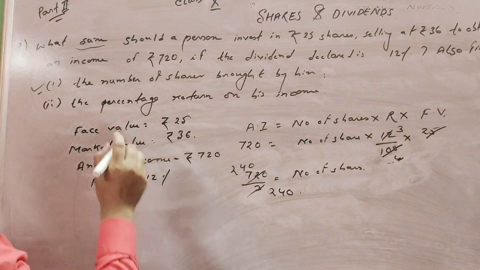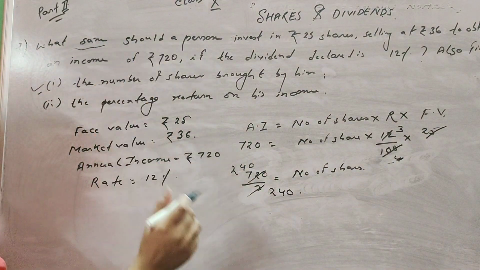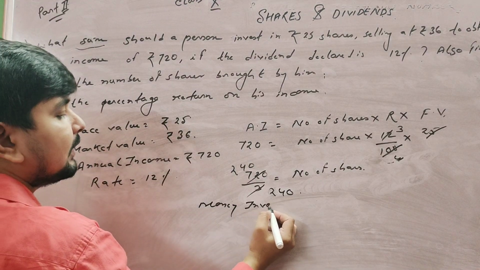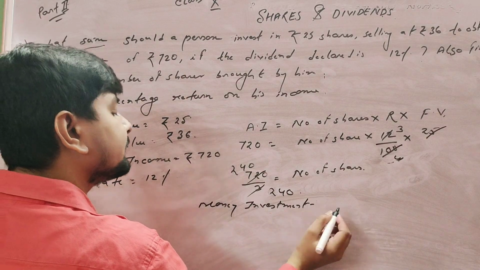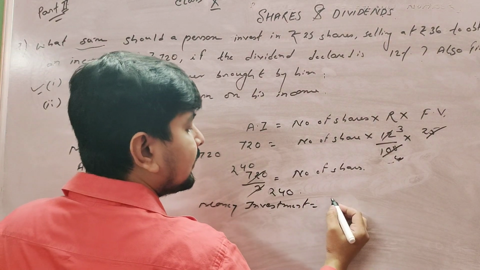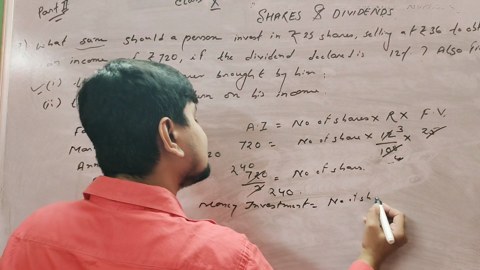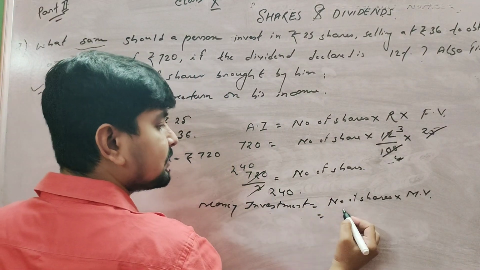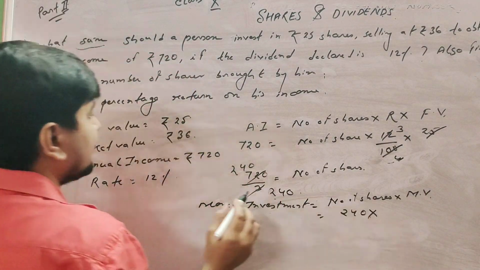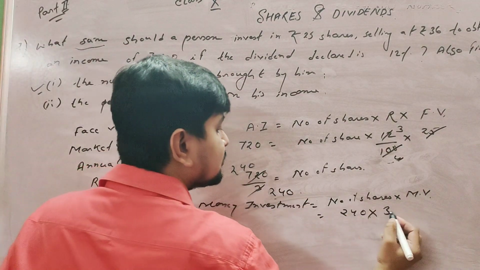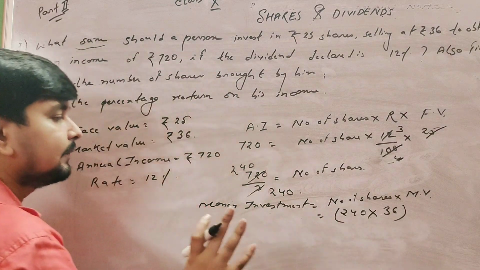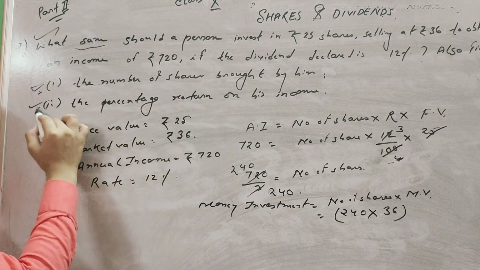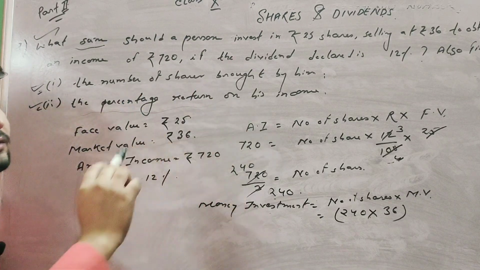Done. 240. What sum should a person invest? So the money investment is the first answer. The money investment formula is, we know, number of shares into market value. So the number of shares is 240 and the market value is 36. So this is your money investment. Done. This one done, this one done.